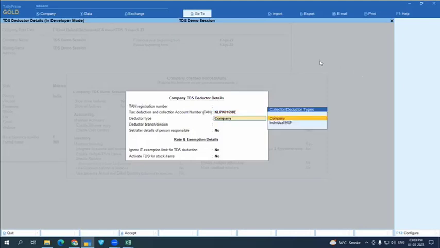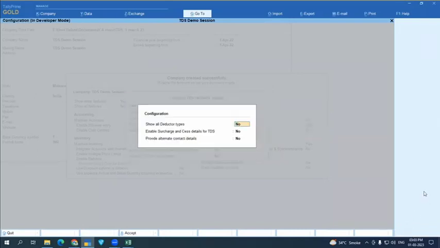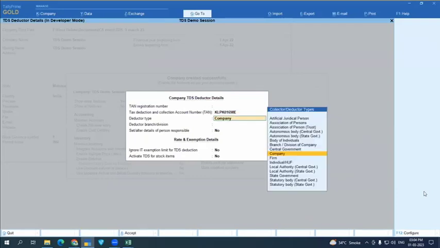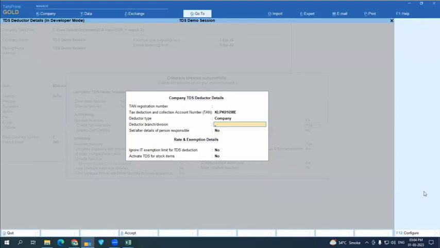Then by default, Tally shows you only two categories, company and individual. If you want a number of categories, called deductor types, press F12 and set show all deductor types to yes. If you have some surcharge related settings, then enable this feature. Now see, all deductor types are there. So I'm taking just one option here, company. Okay, is any branch there?